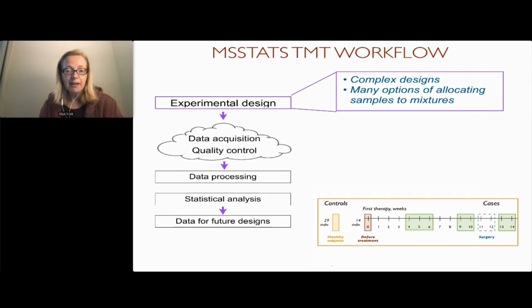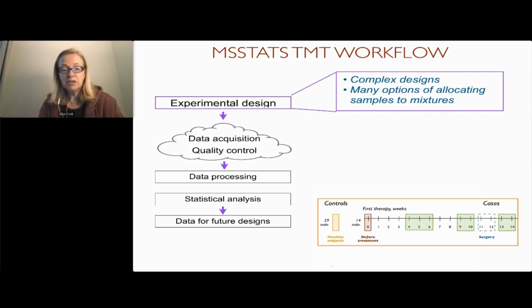Here's another example. This is a time course experiment. So this was a childhood cancer study where we have 29 healthy subjects profiled at only one time point. And then these are the disease patients which were profiled first at diagnosis, then at different time points during chemotherapy, before surgery, after surgery. And so it's a combination of a group comparison design, healthy versus disease, but also a time course repeated measures design for the disease patients.